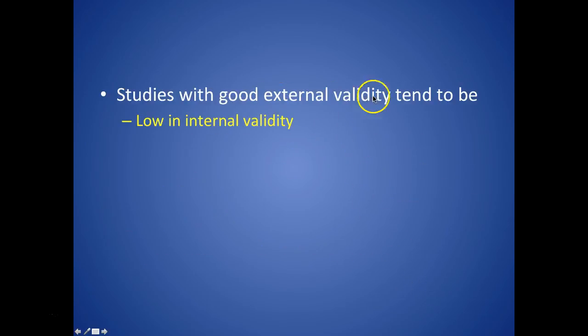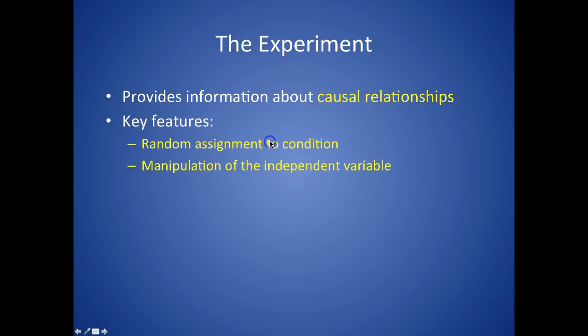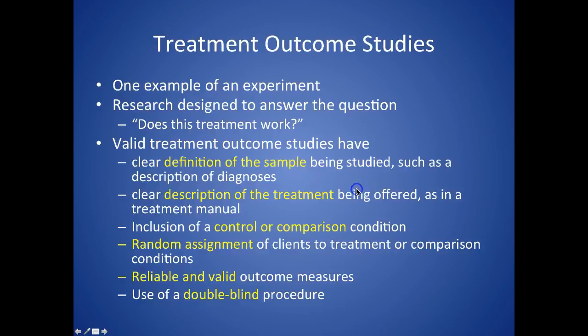Studies with good external validity tend to be low in internal validity. So, the experiment provides information about causal relationships. The key feature: whenever you hear the term random assignment, you probably almost certainly have an experiment. And it involves manipulation, direct control of the independent variable by the experimenter.